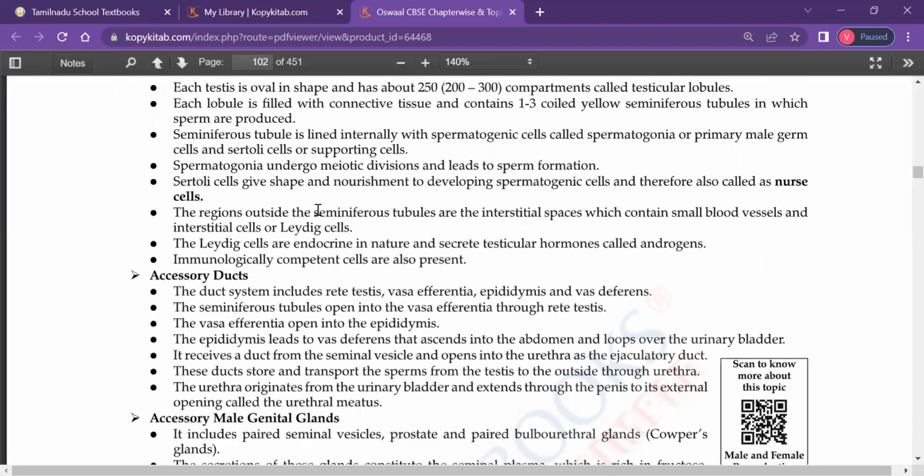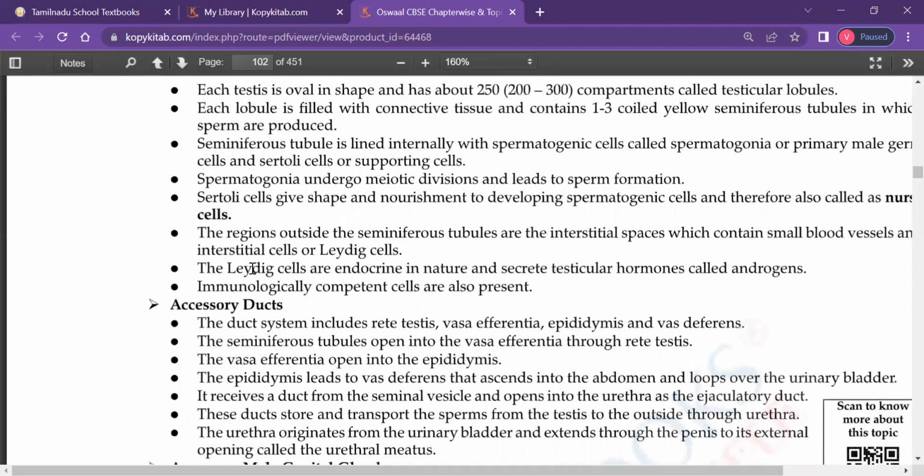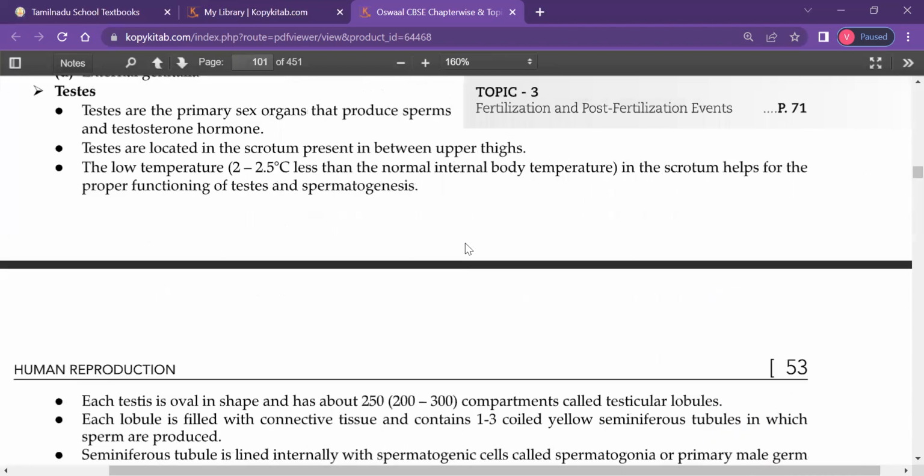The region outside the seminiferous tubules is the interstitial space, which contains small blood vessels and interstitial cells or Leydig cells. The Leydig cells are endocrine in nature and secrete testicular hormones called androgens. Then immunologically competent cells are also present. Okay, these are all about testes.